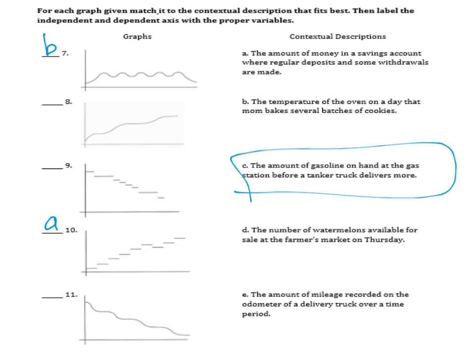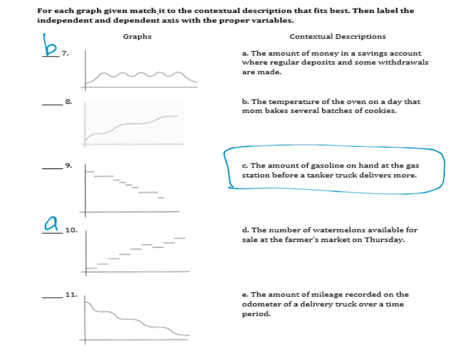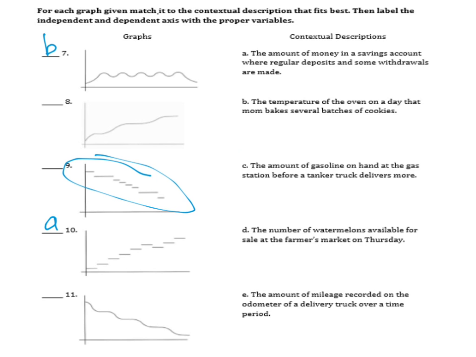C, the amount of gasoline on hand at a gas station before a tanker truck delivers more. I don't know if you knew this, but a gas station has tanks of gas underground, and every now and then tanker trucks come in and fill those tanks back up. So the amount of gas on hand is going to go down until the tanker truck shows up. Is it going to be down like this one or down like this one?